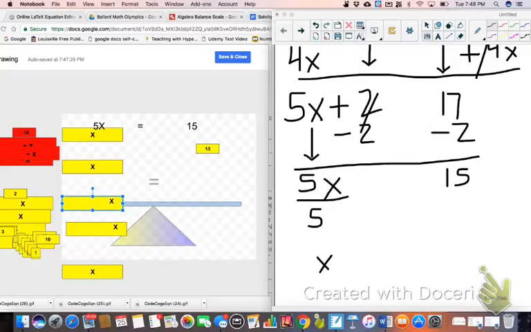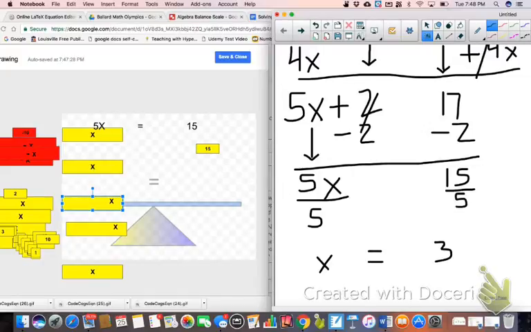If I divide up the left side here, of course, I still have to divide up the right side. So because I divided the left side by 5, I have to divide 15 by 5. And I hope that we know 15 divided by 5 is going to give us 3.